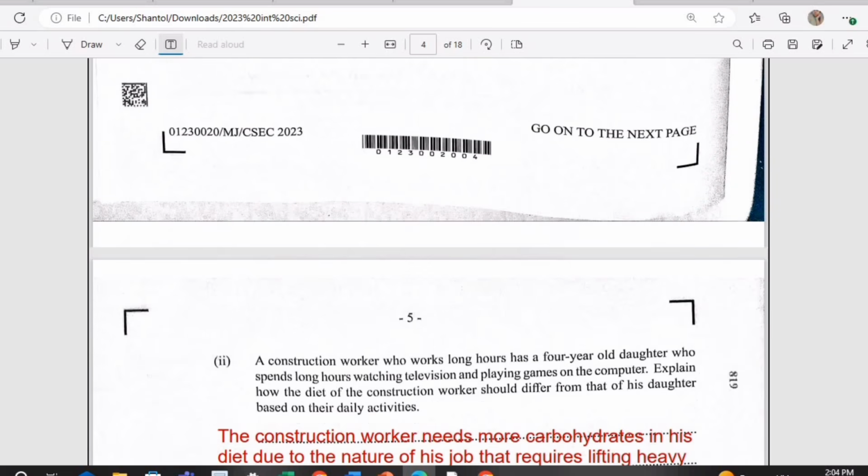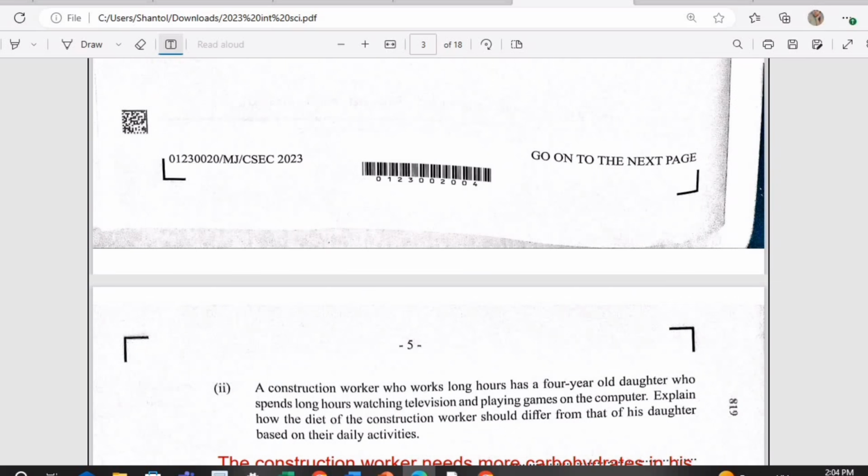The next part of the question asked, a construction worker who works long hours has a 4-year-old daughter who spends long hours watching television and playing games on the computer. Explain how the diet of the construction worker should differ from that of his daughter based on their daily activities. Now you're looking at the fact that the construction worker would be doing a lot of manual labor, lifting, walking, carrying heavy things, and the daughter would be sitting all day. So we have to look at what foods they would need based on their activity or their daily tasks.